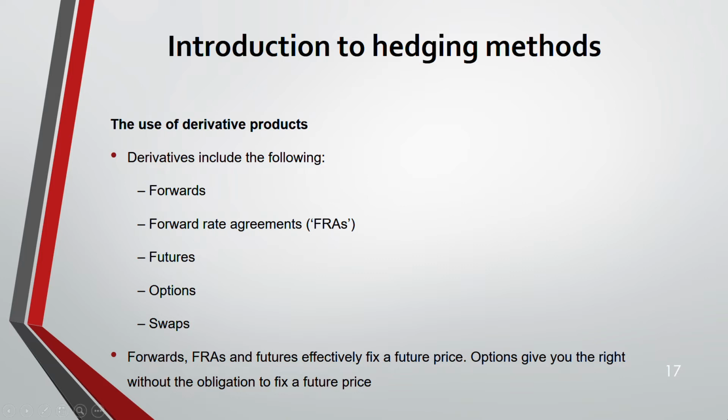Next, forward, FRA, and future fix the future price. Their role is the same. The way they work is different, the calculation and all, but they fix a price for the future. But only the option gives you the right. You do not have an obligation. It's not compulsory that you have to do it. It's just your right. Whether you exercise or not is up to you. Option gives you that right to fix a future price.